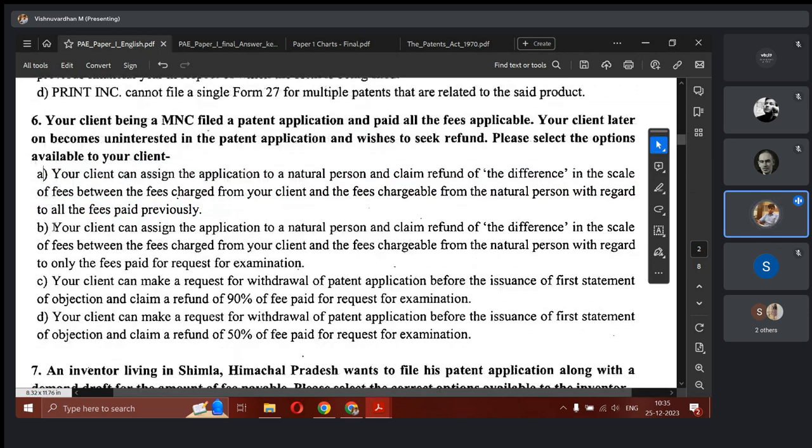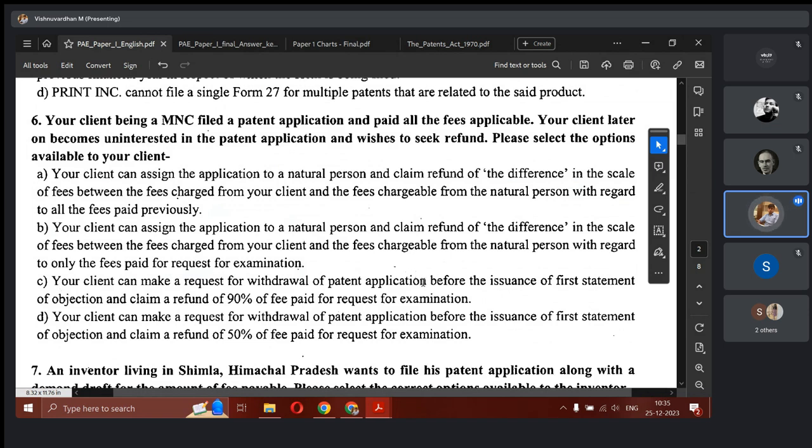Okay. Then your client can assign the application to a natural person and claim refund of the difference in the scale of fees between the fees charged from your client and the fees chargeable from the natural person with regard to only the fees paid for the request for examination. Again, this is a little complex. Cool. Moving on. Your client can make a request for withdrawal of the patent application.